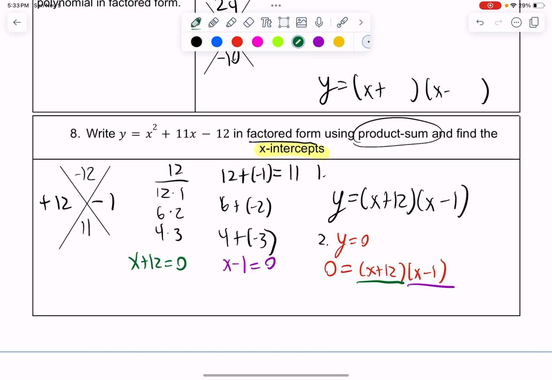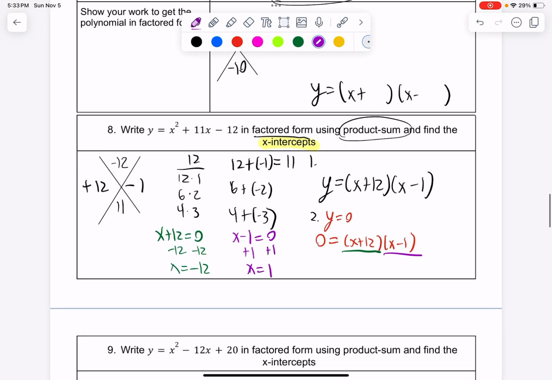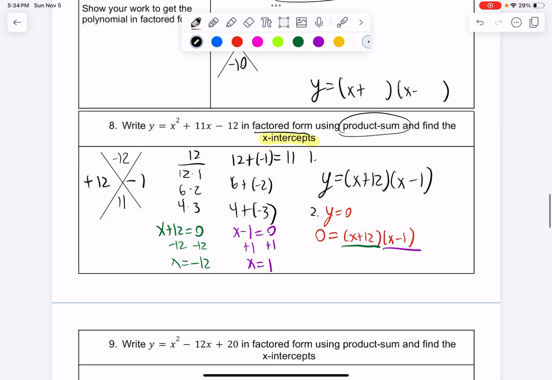If that's the case, I'm going to subtract 12 from both sides, so x is equal to negative 12, and x minus 1, if I add 1 onto both sides, now I have x is equal to a positive 1. So now that we've done a practice solution where we have our two x values, we are all done. We have found our x-intercepts, and now we have solved.